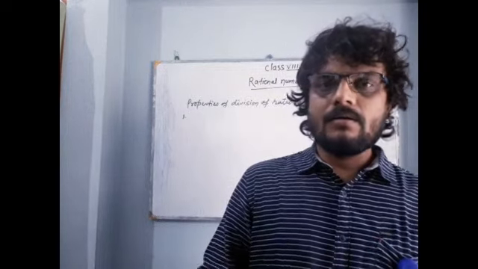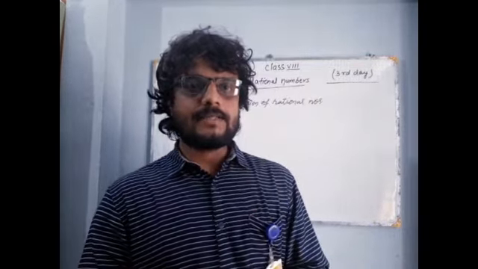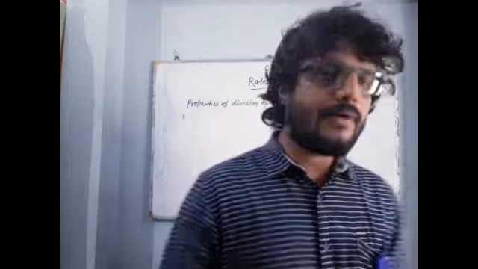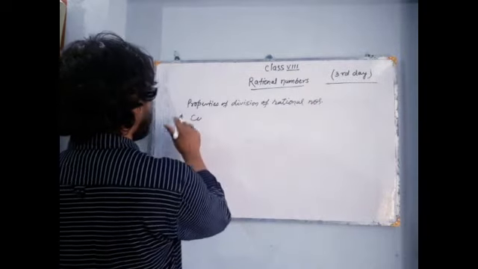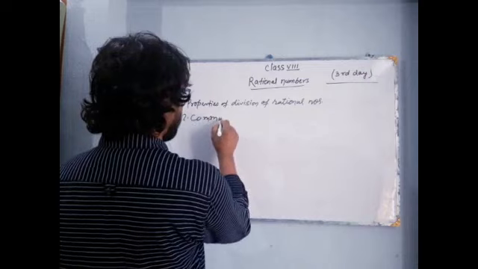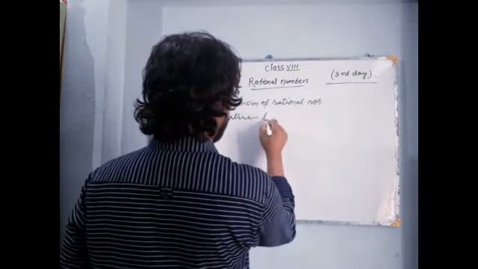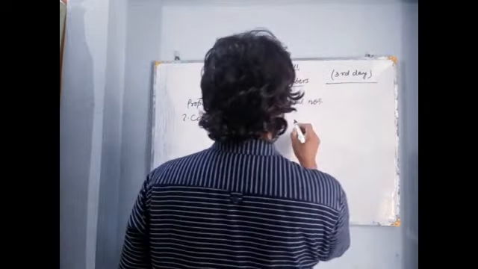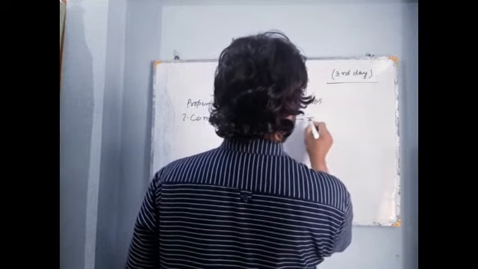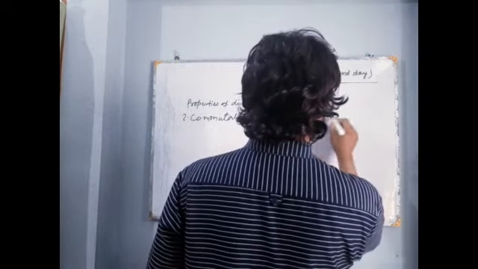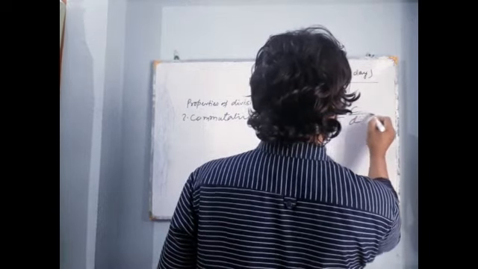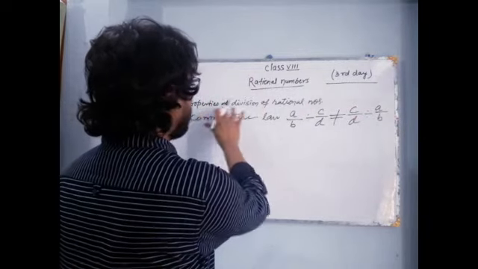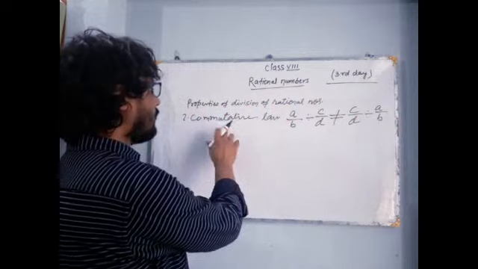Next property is commutative law. Division of rational numbers does not follow commutative law. Why? Because the second law, commutative law, is not followed by division of rational numbers. Suppose that there are two rational numbers a by b. When this rational number is divided by c by d, it is not equal to c by d divided by a by b. Got it now? It shows that division of rational numbers does not follow commutative law.